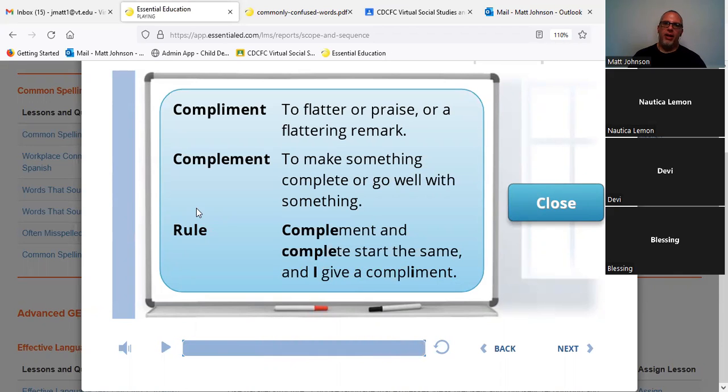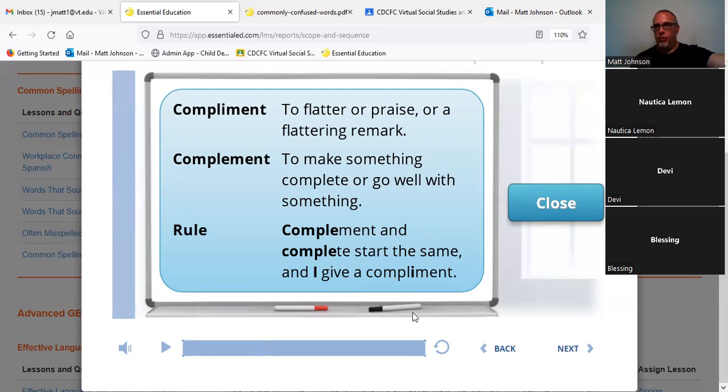So a complement of soldiers, right, would be C-O-M-P-L-E-M-E-N-T. Those shoes complement your dress. You know, that would be compliment. Or no, I'm sorry, that would also be with an E, because it makes your outfit whole, right? It complements, it goes together.